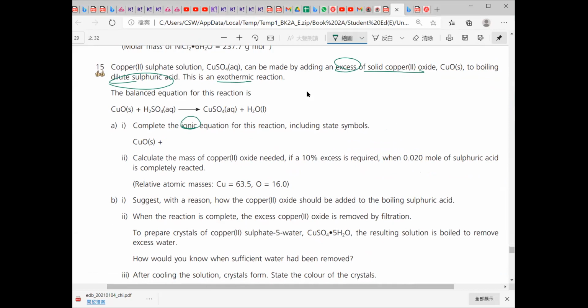Write the complete ionic equation, including state symbols. So what is it? Acid to form what? Copper ion and H2O. Salt. Ionic equation. Question 2. Calculate the mass of copper oxide needed if 10% excess is required when 0.020 mole of sulfuric acid is completely reacted. So according to the equation, theoretically, the number of moles of copper oxide needed is 0.020 mole. This is theoretical. You need not handle that 10% for the time being.